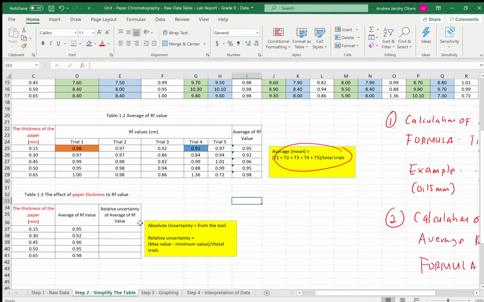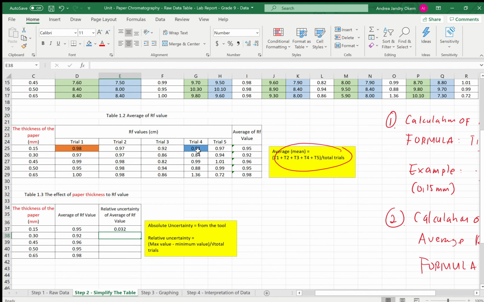So after you determine the maximum and minimum value, you just type equals, open the bracket, click the maximum value, and then you put minus, and click again the minimum value, and then close the bracket. Now you have to put slash because you have to divide it with the square root, so you have to type SQRT. SQRT is the abbreviation for the square root. Open the bracket, the total trials is 5, close the bracket, and enter.